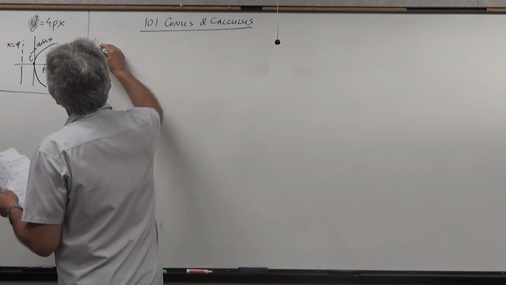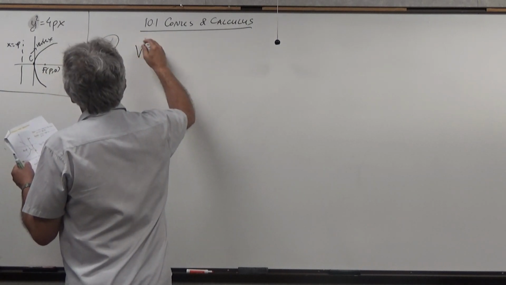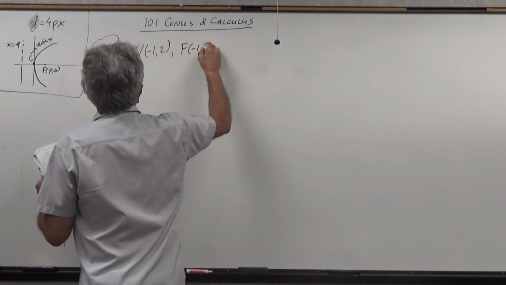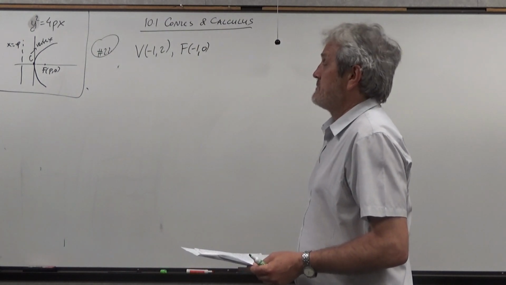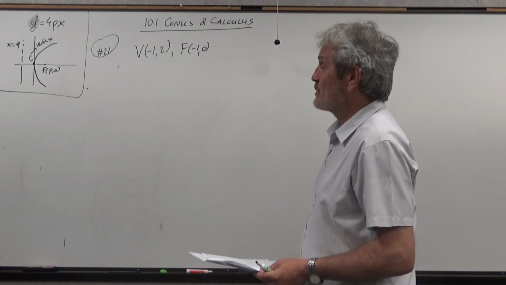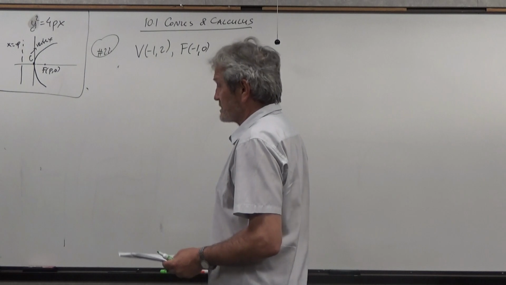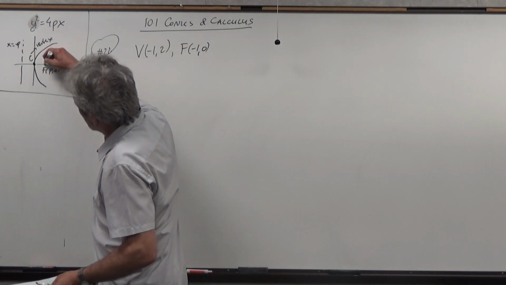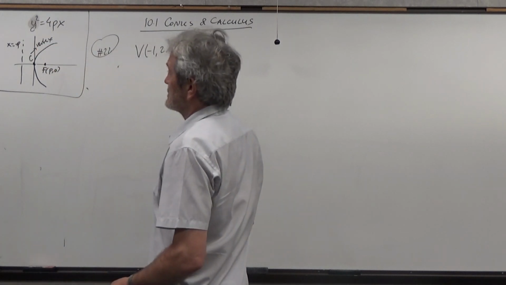So number 22 in my notes. It says find the equation of the parabola that has vertex (-1, 2) and the focus (-1, 0). All right. So first thing we need to decide is: is this horizontal or vertical? Look at the line connecting the center and the focus. If it's horizontal, the parabola is horizontal.